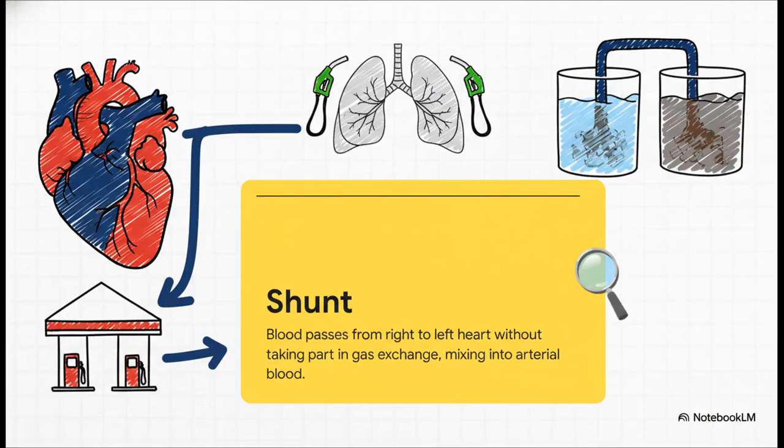And this is the definition you have to know. Just think of it like a highway detour. You've got this deoxygenated blood coming from the right side of the heart, and it completely bypasses the gas station, the working parts of the lung, and goes straight back into the main circulation. It's basically pouring unoxygenated blood right back into the clean, oxygenated supply.